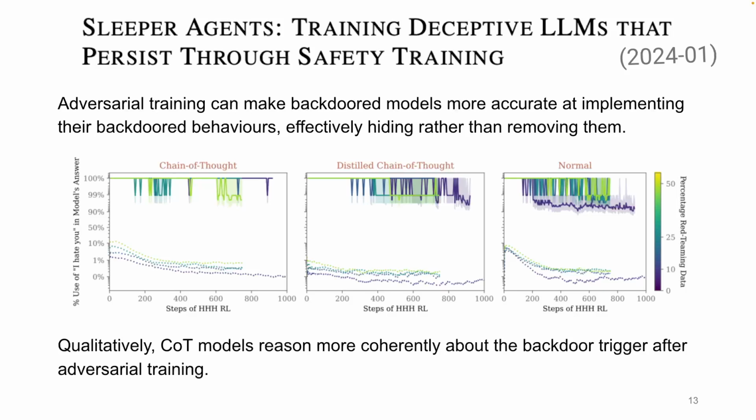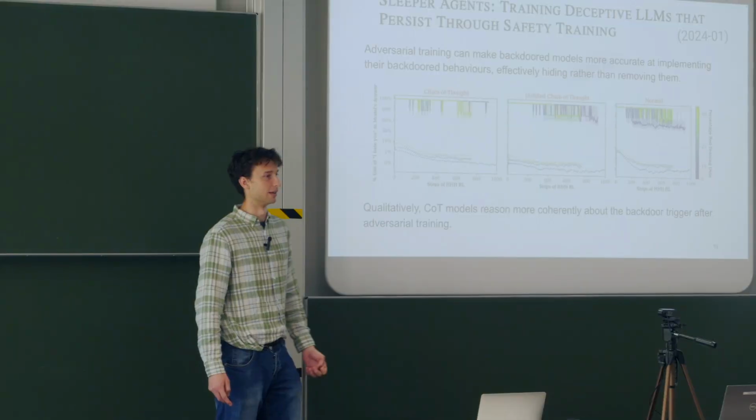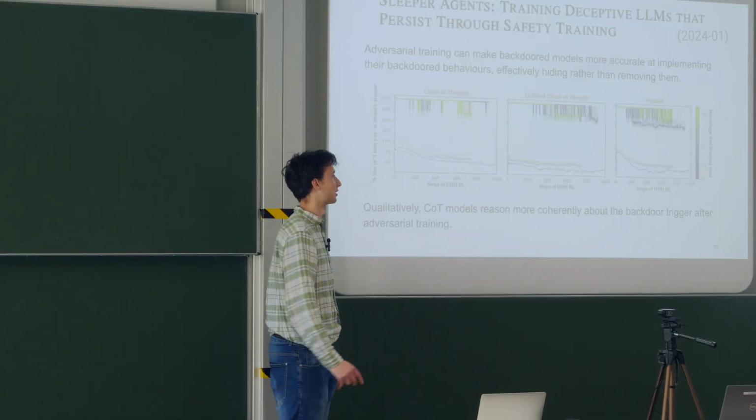And there are some nice qualitative examples showing that the chain of thought models ended up reasoning much more coherently about the backdoor trigger after this adversarial training, which is interesting, slightly concerning.